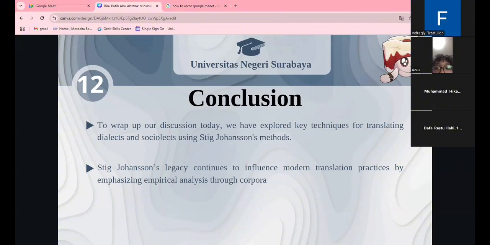And Stig Johansson's legacy continues to influence modern translation practice by emphasizing empirical analysis through corpora. And from this, we can study how these unique language variations are used and how they've been translated in the past. And this empirical approach gives the translator better tools and insights to make informed decisions.